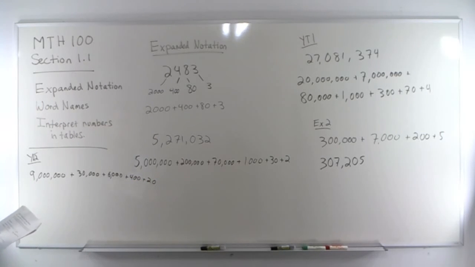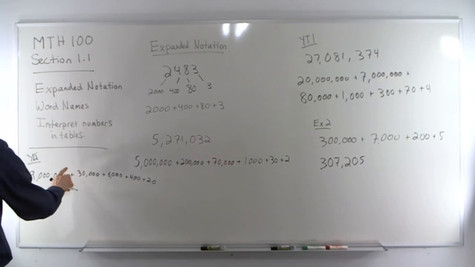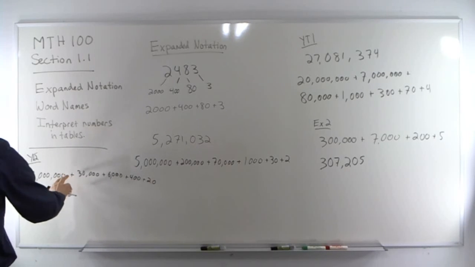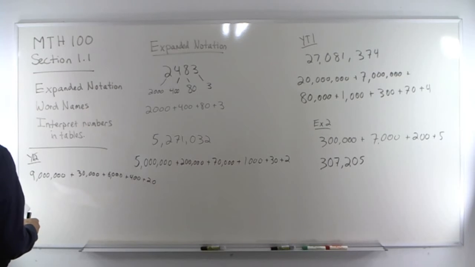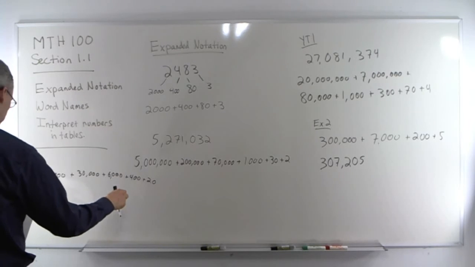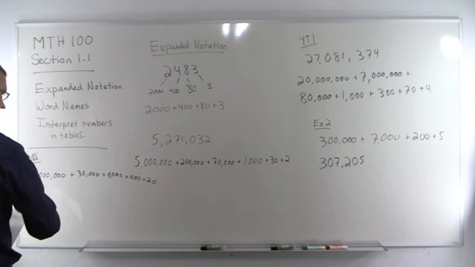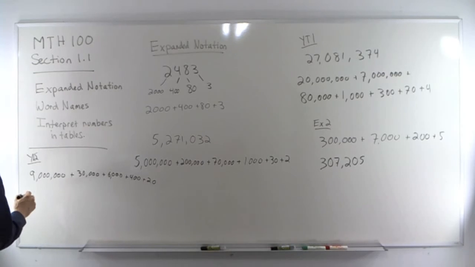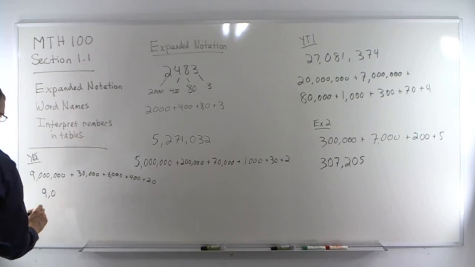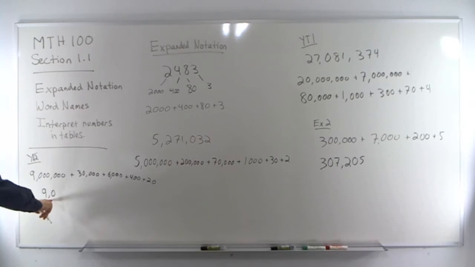Now we'll convert this to standard form. We have some missing values. There's nothing in the 100,000s, and there's also nothing in the ones place. Looks like we have the rest of them. So we're going to start with a 9 in the millions place. No 100,000s, so we'll skip over that and put a 0 there.